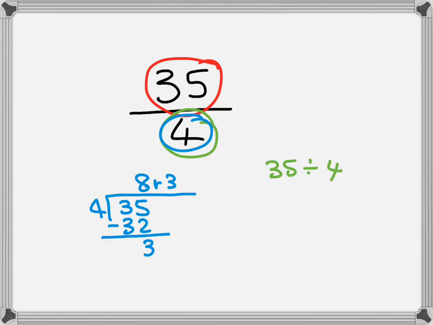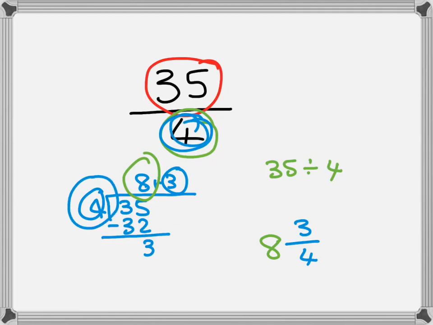So first of all, we're going to write our whole number, which is this one here, 8, which is before the remainder. We write our 8. Then we're going to write our remainder as a fraction. What's the fraction over? It's over 4 here, and that's the remainder 3. So it's 3 over 4, which is this 4 out here.